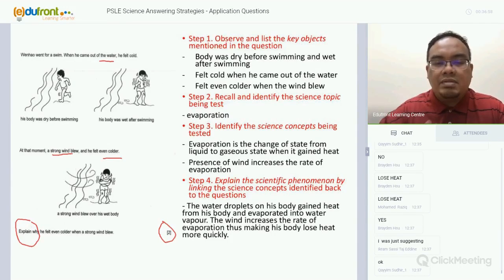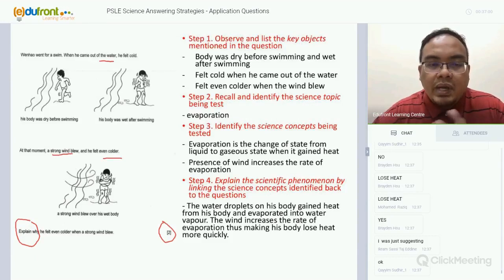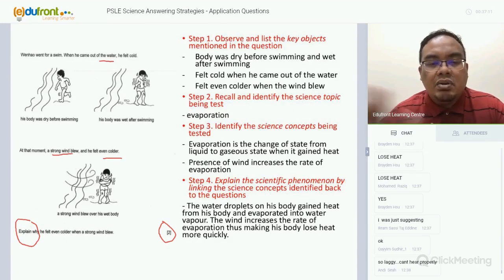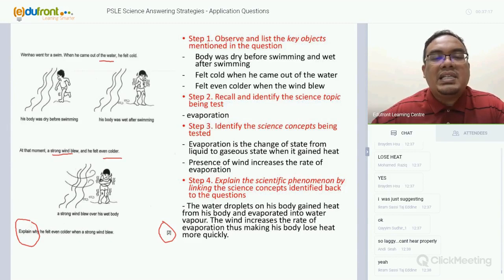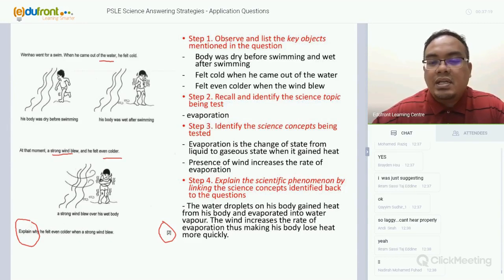So all of us have experienced this before. When we come out from the swimming pool, quickly we will take a towel to wipe the water droplets from our body, right? So we quickly go, right? Or if we just go to the toilet, right? Okay, so here you need to elaborate using scientific concepts on what is happening in the situation.